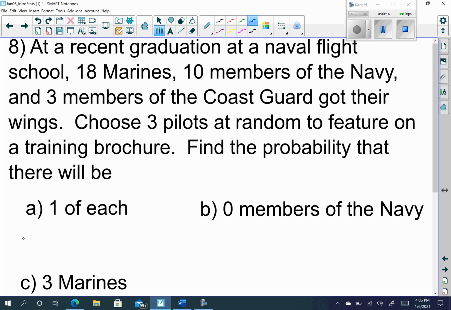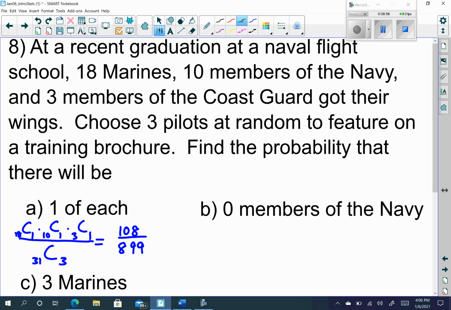For the first one, again, we would have our fraction, 1 of each. So from the Marines, 18, choose 1. From the Navy, 10, choose 1. And then from the Coast Guard, 3, choose 1. And then this is all over a combination of 31, choose 3. All right, once you calculated that, you should get 108 out of 899.